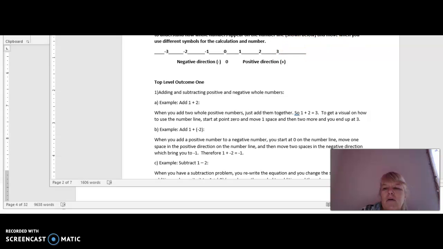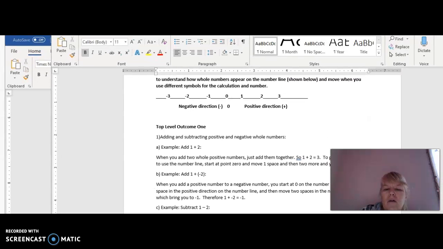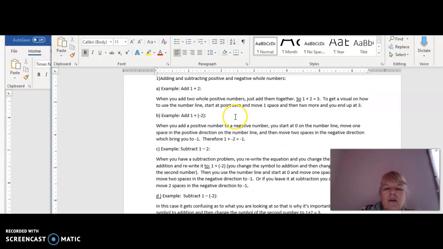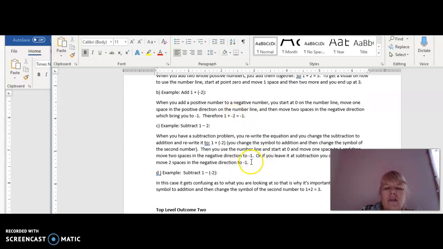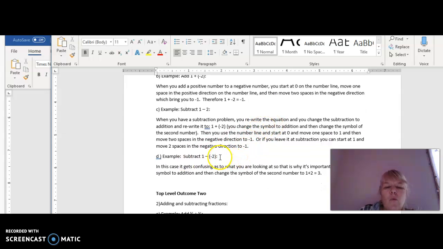The third example is subtract 1 minus 2. So you start at 0, you go to the 1 in the positive direction, and then go 2 in the negative direction, which takes you to -1. So if you do that, you will see that the answer is -1. And the last example is subtract 1 minus -2.